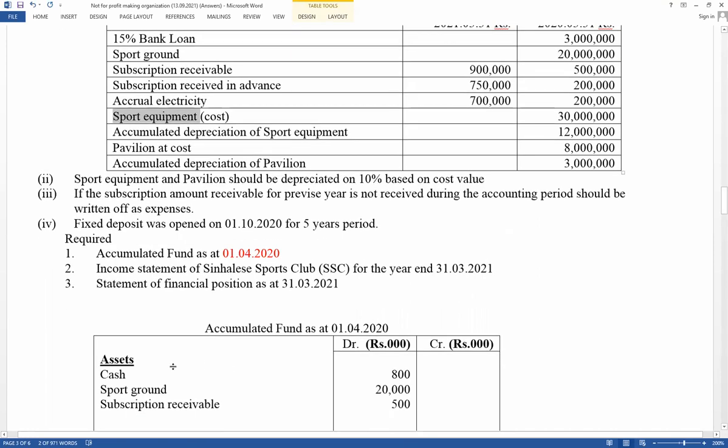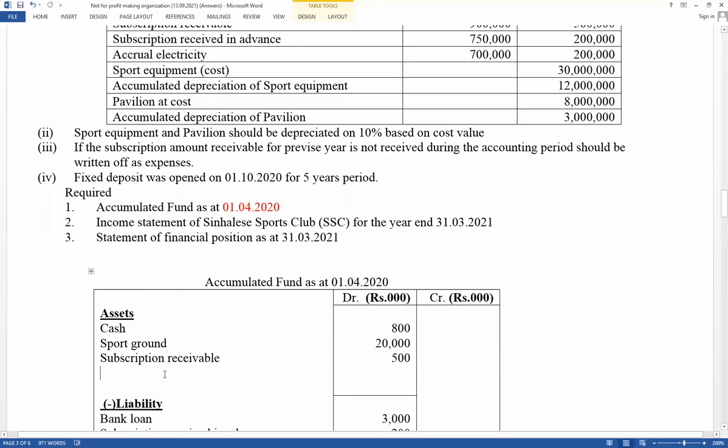Pavilion is also the same way, cost minus accumulated depreciation, net book value. Record it under assets. Sport equipment, cost minus accumulated depreciation. Cost value equal 30,000 minus accumulated depreciation 12,000. Opening net book value, therefore, 30,000 minus 12,000 equal 18,000.